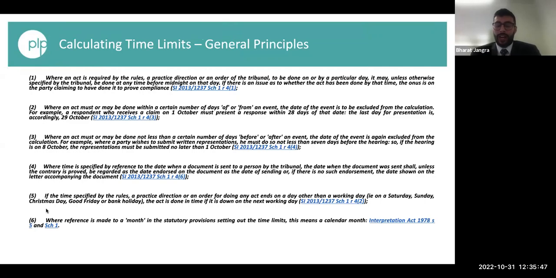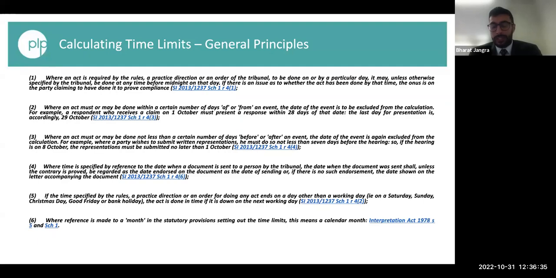When considering time limits, paragraph 4 of Schedule 1 of the Employment Tribunal Rules of Procedure sets out the following. They are in fairly simple language, as opposed to being overly complicated, but it's still worthwhile coming back to them as and when a time limit issue comes up, and make sure you've got the right calculation. Where something needs to be done by a particular day, it needs to be done at midnight on that day, and it's for the party claiming to have complied with that rule or time limit to prove that they have done so.